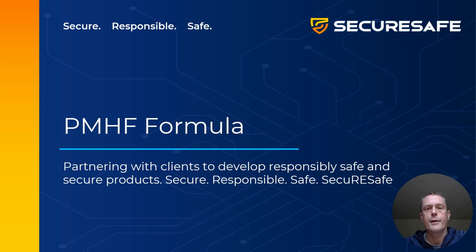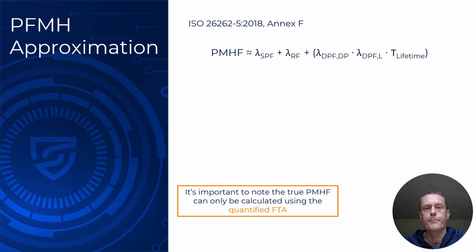This short is going to be a little bit longer than our typical 2-minute short, but it's a very important topic and a little bit complex. I want to talk about the PMHF formulas that are presented in the ISO 26262 standard. We use this formula when we conduct the FMEDA to meet our target values. As we get into the higher ASIL levels, we'll have target values we need to meet as hardware developers.